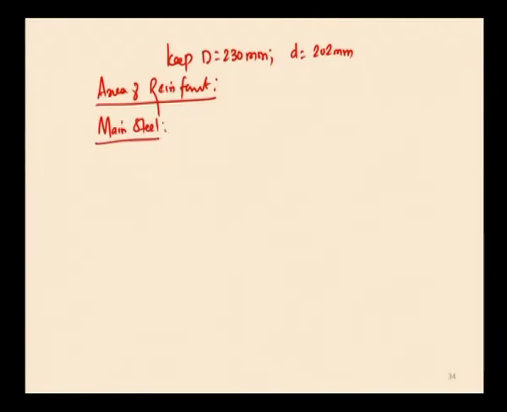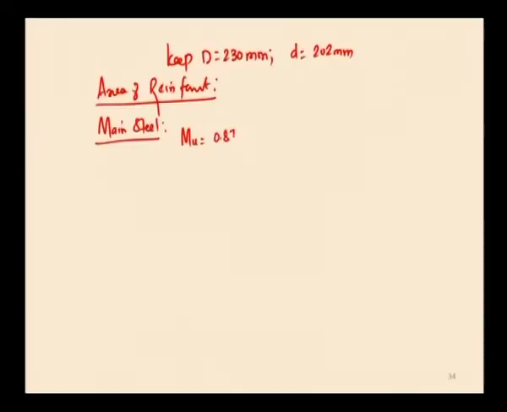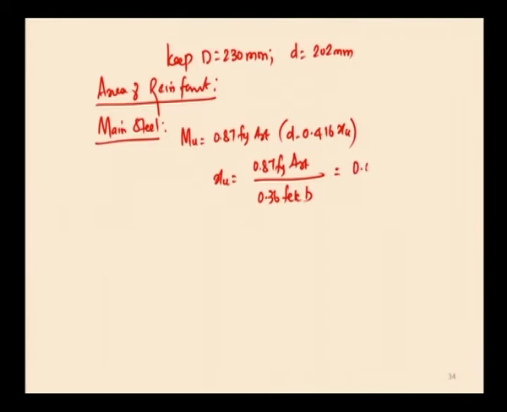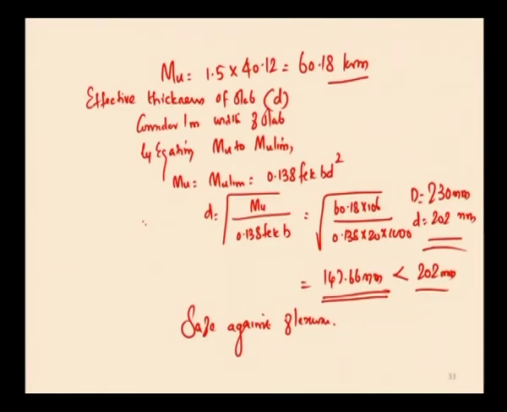In the case of area of reinforcement, we are going to find out main steel as well as distribution steel. Main steel should be found against maximum bending moment. So, Mu is equal to 0.87 fy Ast into d minus 0.416 xu, where xu is equal to 0.87 fy Ast divided by 0.36 fck into b. Here we are considering 1 meter width of the slab, so this may be equal to 0.05 Ast. By substituting in this expression Mu, here it is 60.18 kilonewton meter.